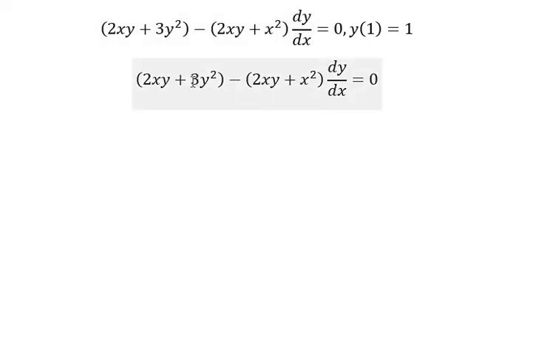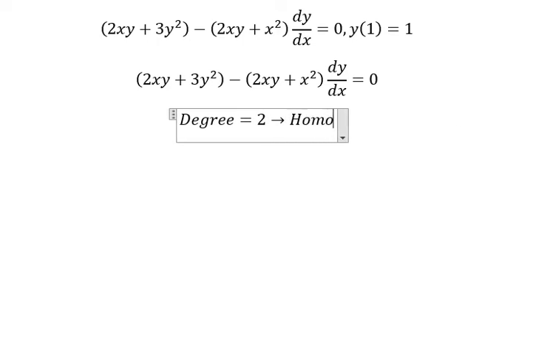We have xy, y square, xy, x square. This is about degree number 2. So that means homogeneous.